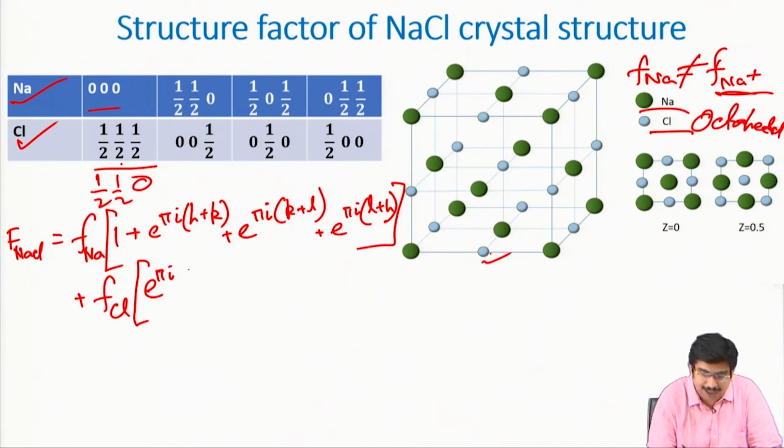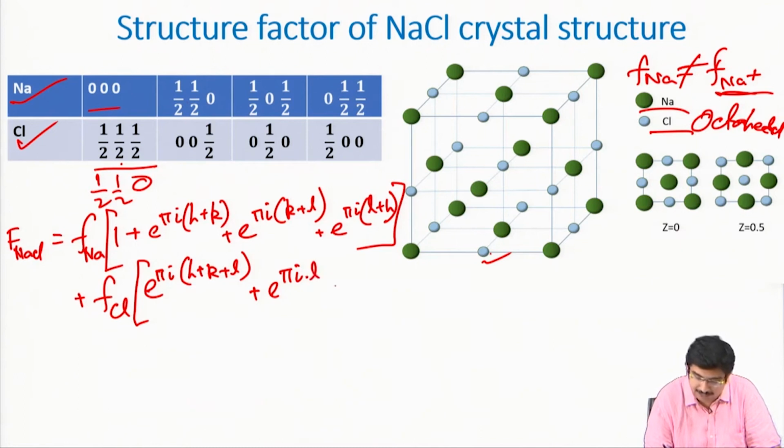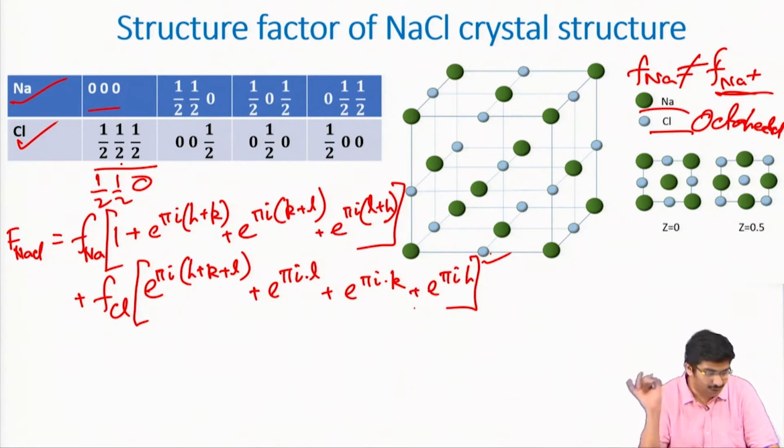So, this one will be e^(πi(H+K+L)) plus e^(πi L) plus e^(πi K) plus e^(πi H). You can put all of this and you can find out. Now, this is the entire structure factor for the sodium chloride structure, and these two terms look quite different, but they are not. We will see how.